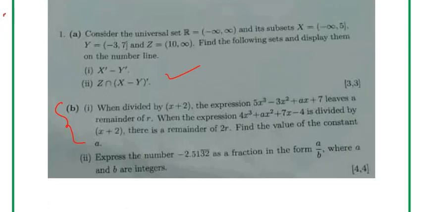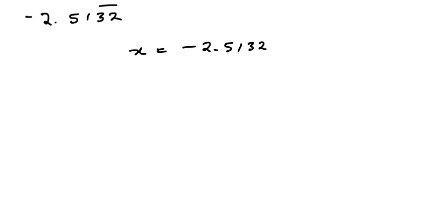We have to answer this last one here. They're saying express this number as a fraction in the form of a over b, where a and b are integers. So you can pause the video first and attempt it before we do it together. They're saying negative 2, 5, 1, then 3, 2. The bar is on 3 and 2. That's what we want. So we can let x be equal to this number.